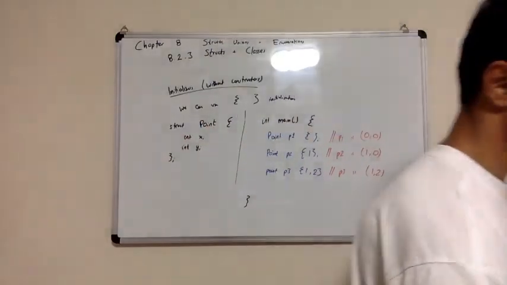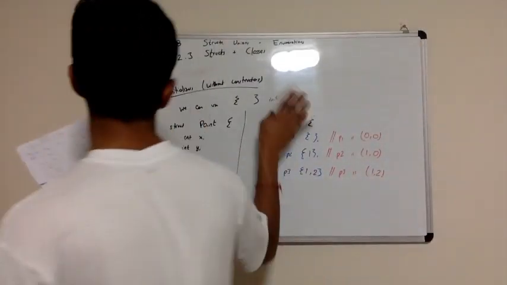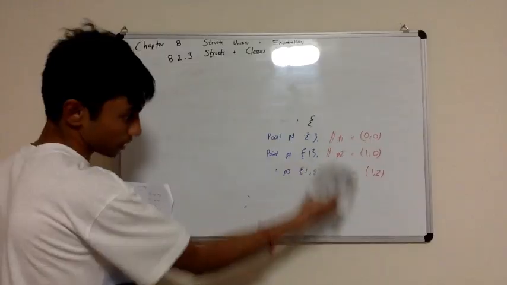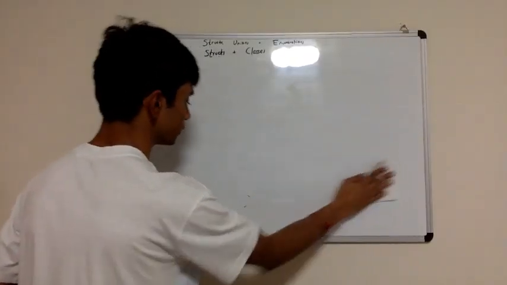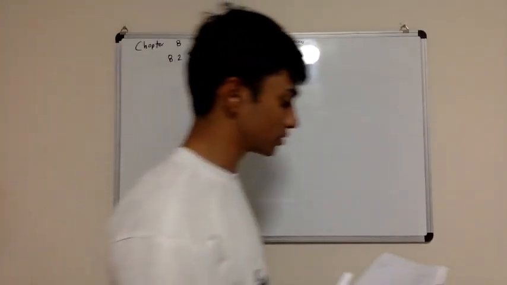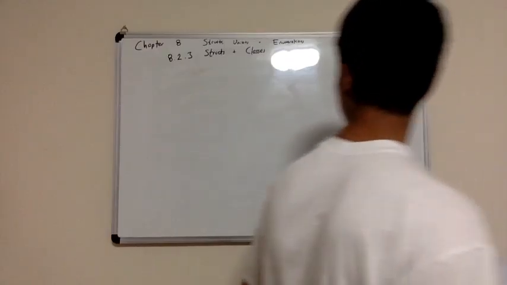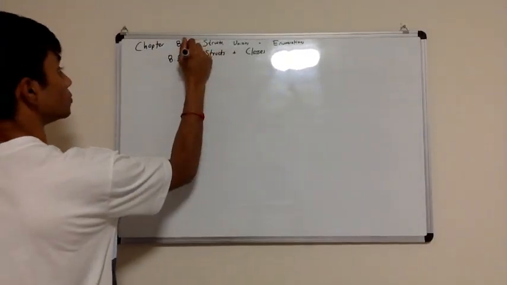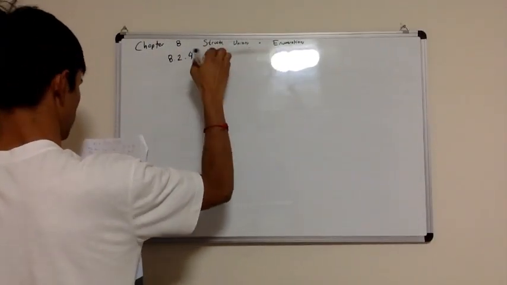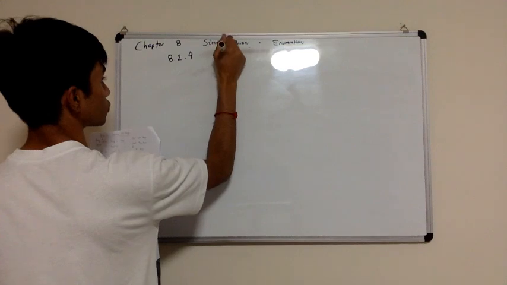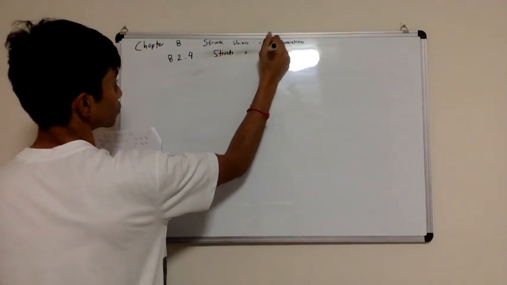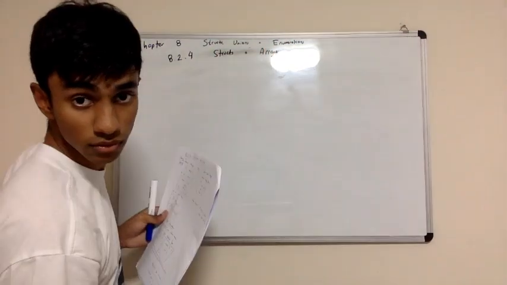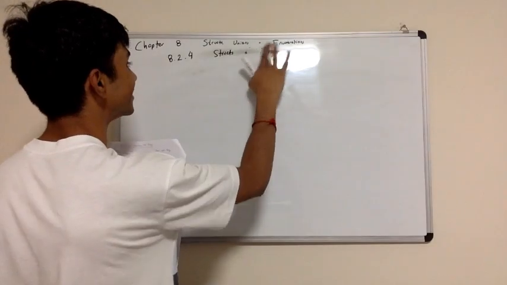Structures and arrays. Okay, so this follows on from this idea of trying to fill stuff up in the order given, using all the values given. So 8.2.4, and then we have structures or structs and arrays.